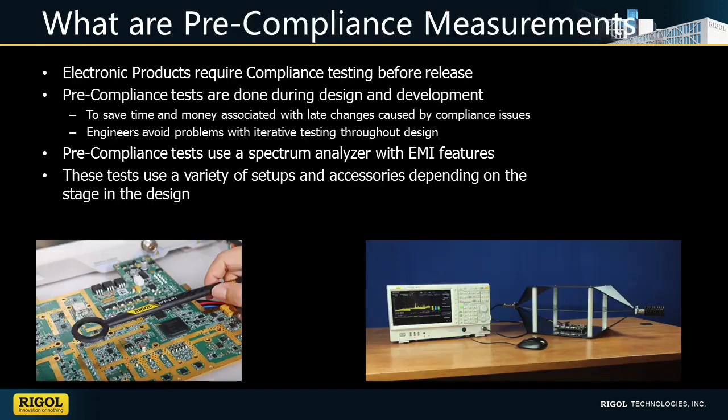Pre-compliance measurements really encompasses all the emissions testing we do during our design process to help us build confidence and better prepare for final compliance testing. The goal here is to save time and money by not having to make late cycle design changes to avoid compliance issues. This is best done through iterative testing throughout different phases of the design. Commonly, we'd use a spectrum analyzer here with some EMI features to help best prepare us and make those pre-compliance measurements as much like a true compliance measurement as possible given the variety of setups, probes, and capabilities we have in our design lab.